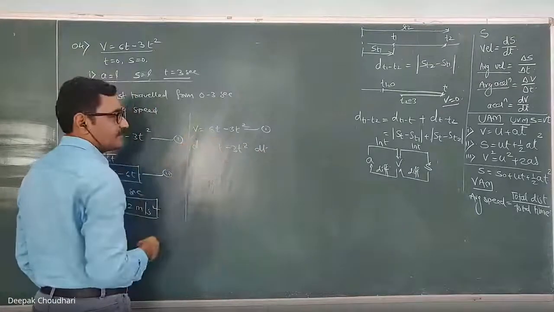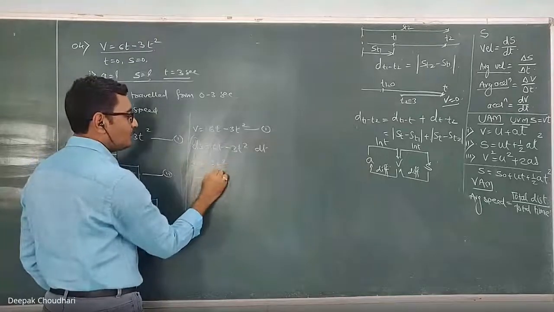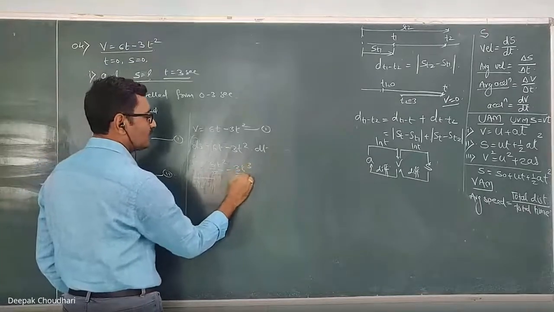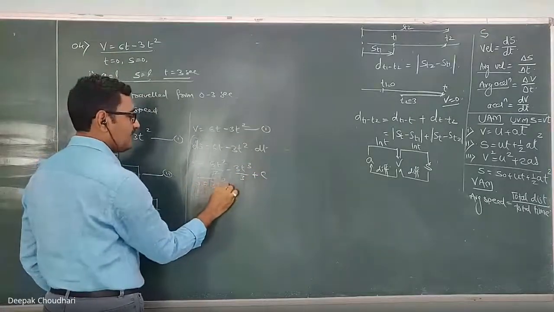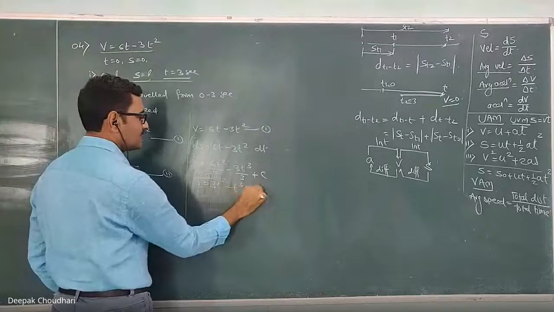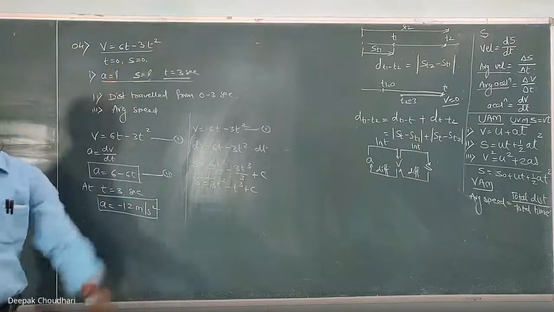Then integrating both sides, s equal to 60t square upon 2 minus 3t cube upon 3 plus constant of integration c. That is s equal to 30t square minus t cube plus c. And now use the boundary condition. Now it is given that at t equal to 0, s equal to 0.